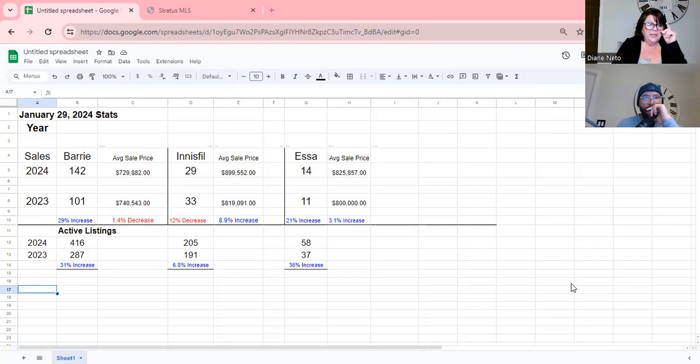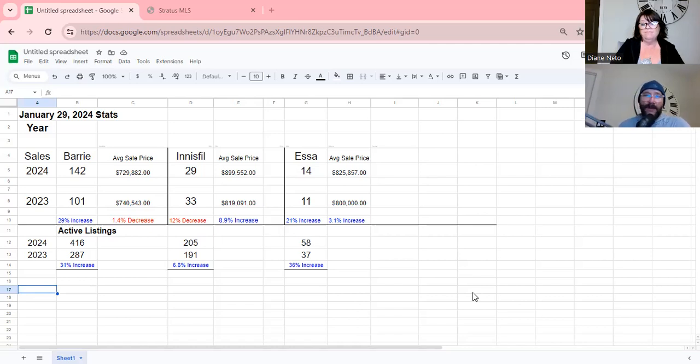So, January 2024, 29 sales. 2023, 33. That's a 12% decrease in sales. Barrie saw a 29% increase. And let's talk about that before we go further, because as we know, the Innisfil community doesn't have the amount of homes and doesn't have the low price point homes that the community of Barrie has, right?